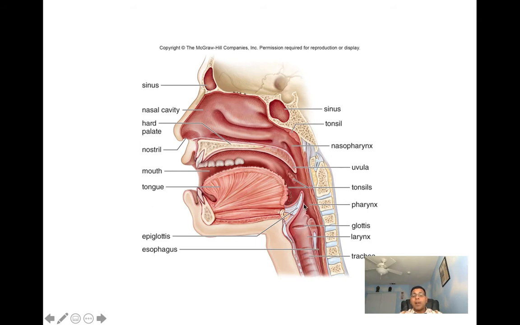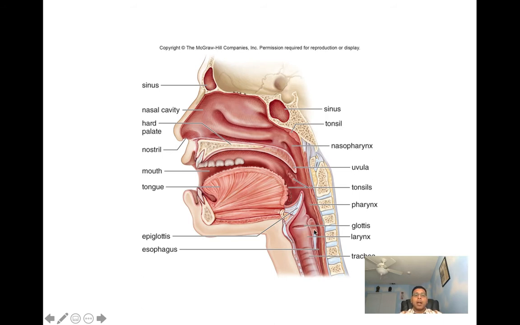But if food or liquids happen to make their way down into here, then that initiates the cough reflex, which is going to be a powerful exhalation trying to remove whatever we have there. And then we'll say that that food item or the drink, or whatever we had there at the time, went down the wrong tube. That's basically what's happening. It's going down this tube versus us wanting it to go down this tube.